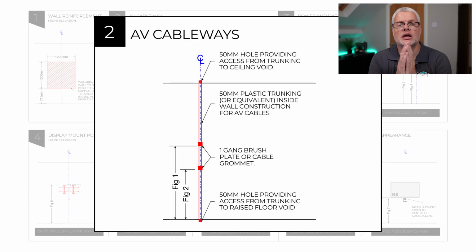So again, we may choose to extend the Copex or trunking under the floor to be able to provide that sort of access. You'll note on the drawing that we want cable access grommets behind the major AV equipment, the display and the video bar. We've also asked for a hole to be cut in the floor so that we can freely run between the inside of the wall and the void underneath the suspended floor. Note on this drawing that we've referenced the centre line again, providing consistency to the previous drawing.